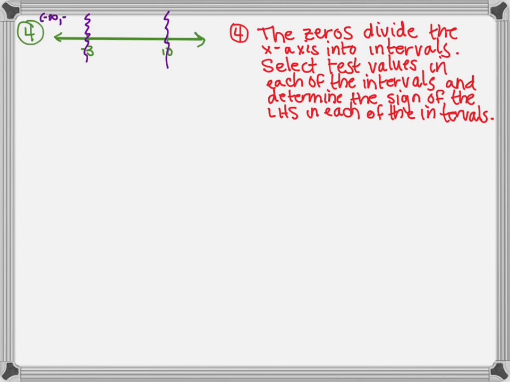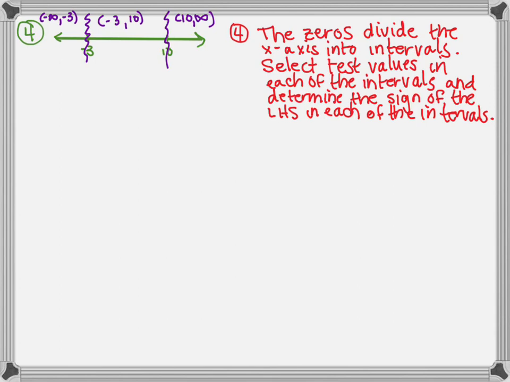If I want to identify those intervals, I can use interval notation. So my leftmost interval is from negative infinity to negative 3. My middle interval is from negative 3 to 10. And my rightmost interval is from 10 to infinity.